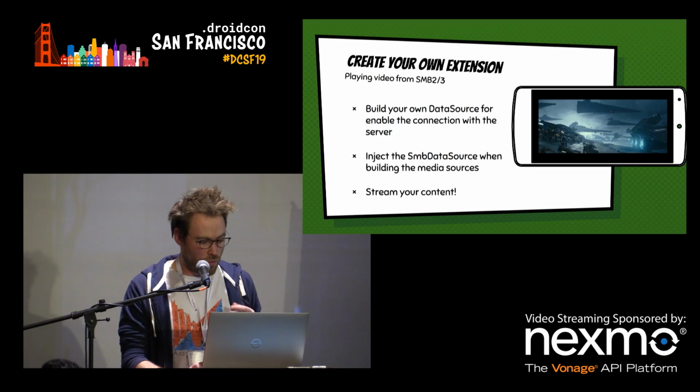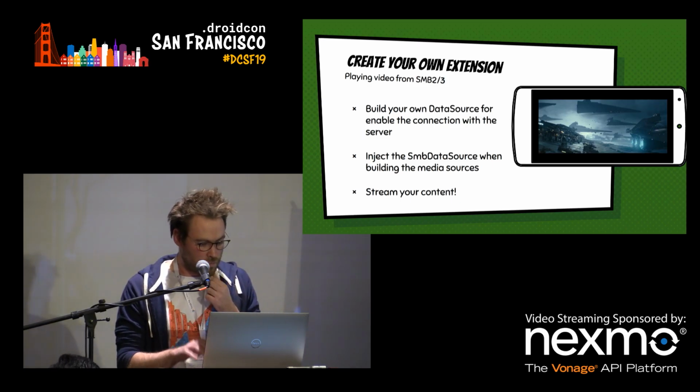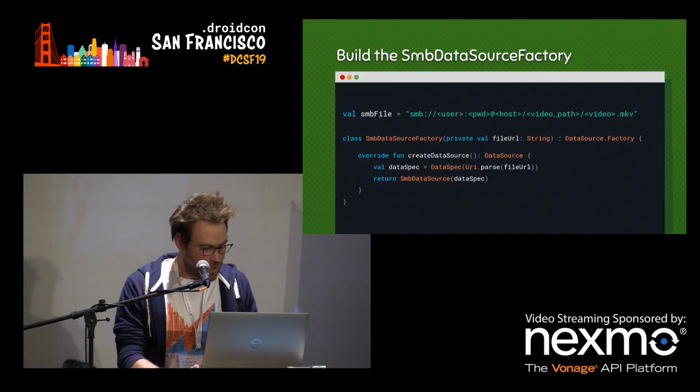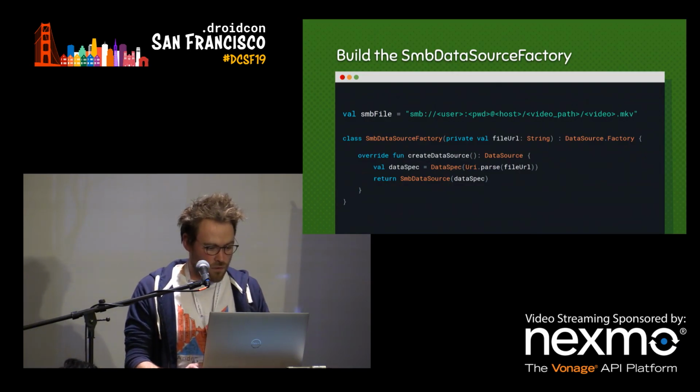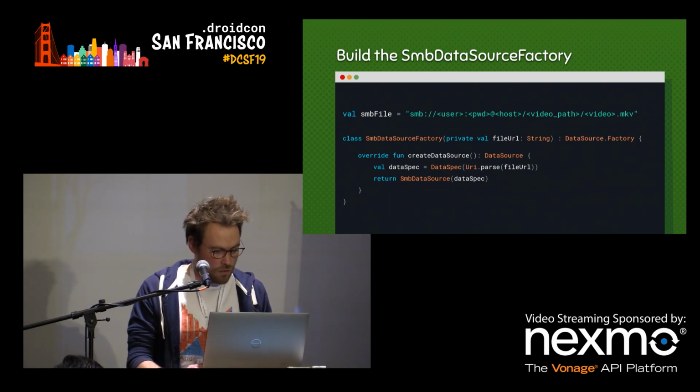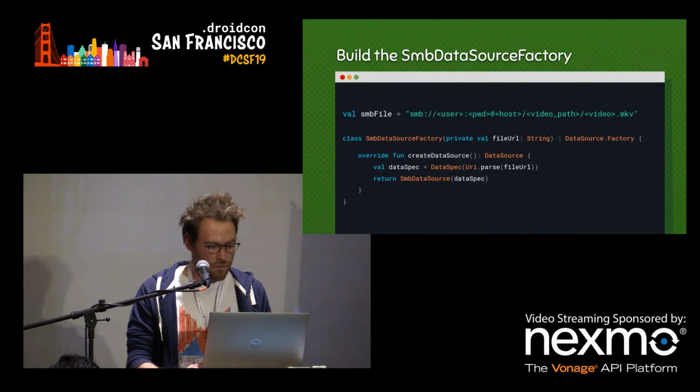You can build your own data source, for example for Samba, and the media source will be injected when preparing the player. So here is a simple basic usage of the SMB format. It takes a user, a password, a host, and then the video path. You create your own factory, the SMB data source factory, which will take the file name, the file URL, and then it will return an SMB data source.